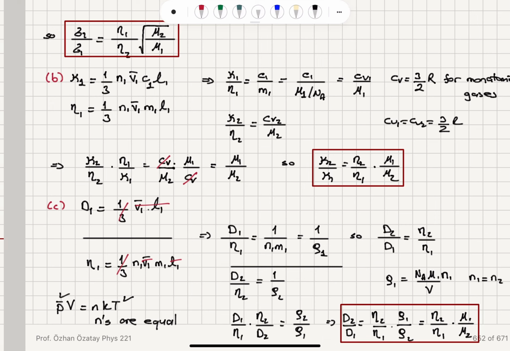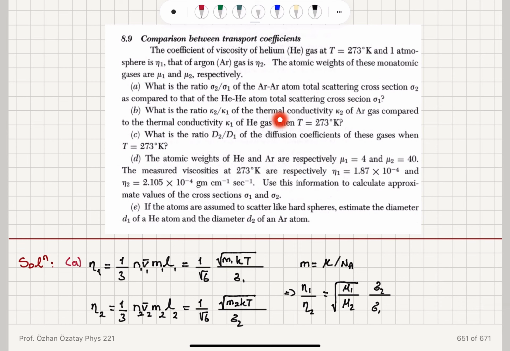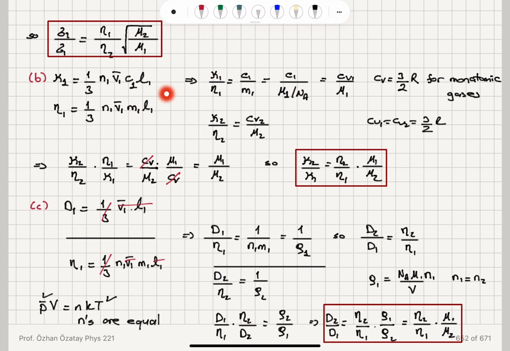Now in part B, we're asking for the ratio of the thermal conductivities. The thermal conductivity is 1/3 n v bar C l, where C is the heat capacity per atom. And then we have the viscosity. If we take the ratio, the ratio is C over m. m is the molecular weight divided by Avogadro's number. So we obtain Avogadro's number multiplied by C, giving us the molar specific heat, CV, for constant volume, divided by mu1.